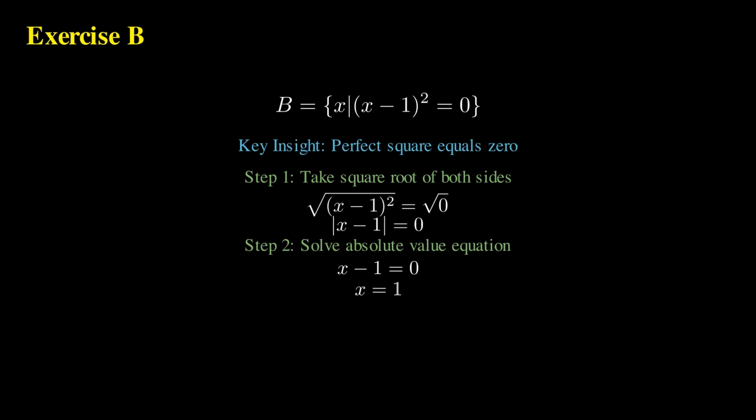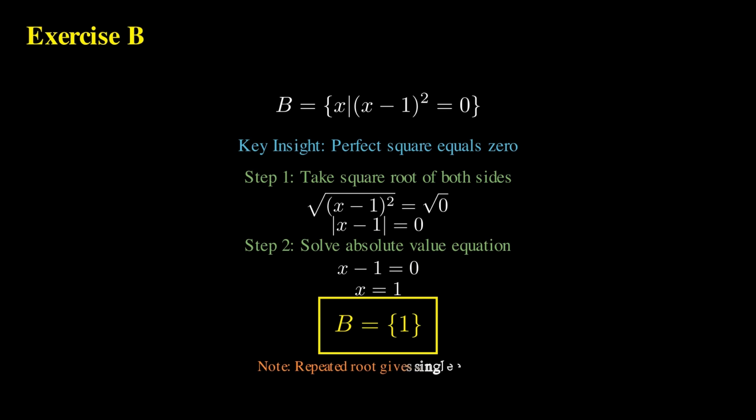So x equals 1. Even though this is a quadratic equation, we get only one element in our set because it's a repeated root. So B equals the set containing just 1. Pro tip: whenever you see a perfect square equals 0, you're looking at a repeated root situation. Exercise C looks simple, but there's a hidden lesson.